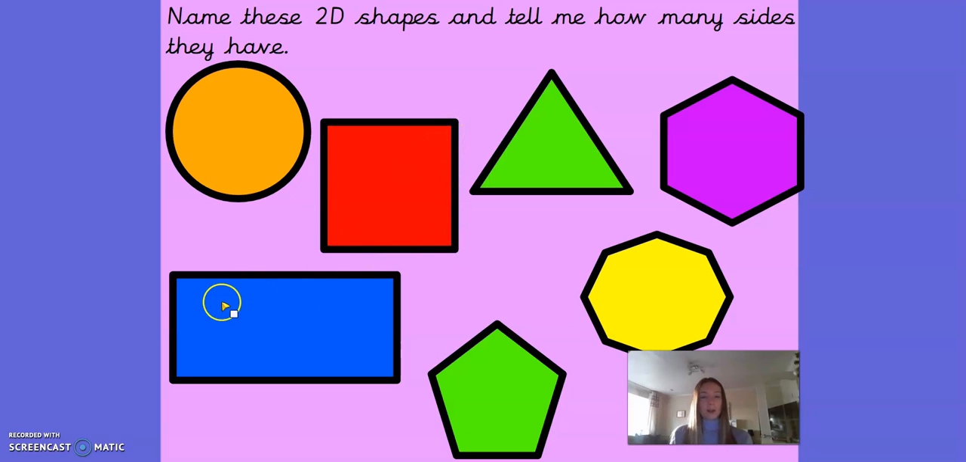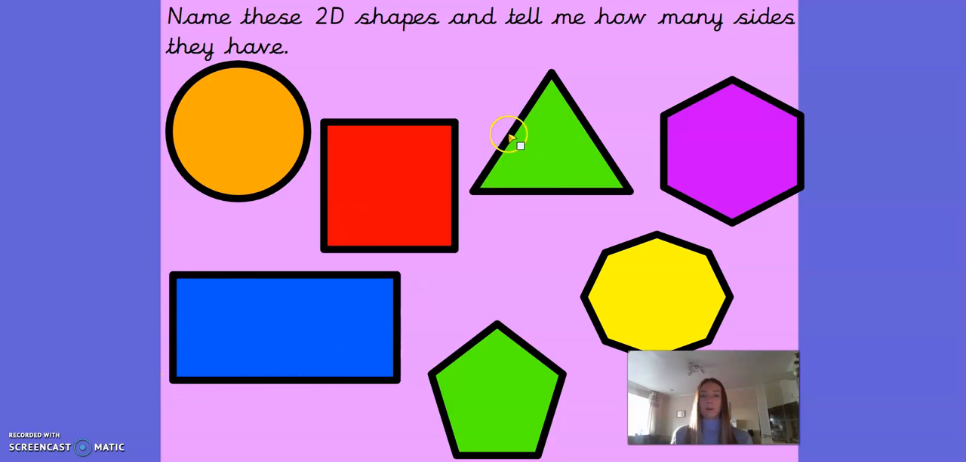Let's move on to this shape here. This is a rectangle. And yesterday we said a rectangle also has 4 sides. 1, 2, 3, 4. But what did we say the difference is between a square and a rectangle? We said the difference is a square has all equal sides that are all the same length, whereas a rectangle has sides that are not the same length.